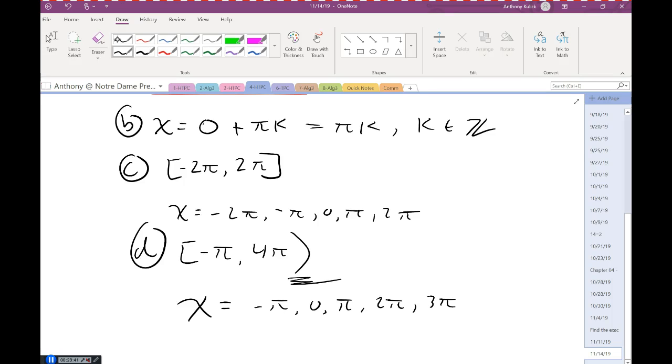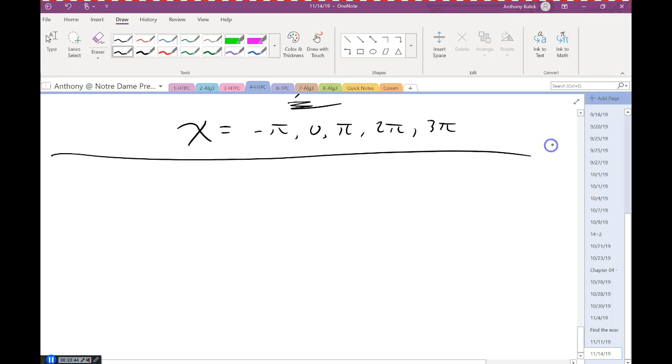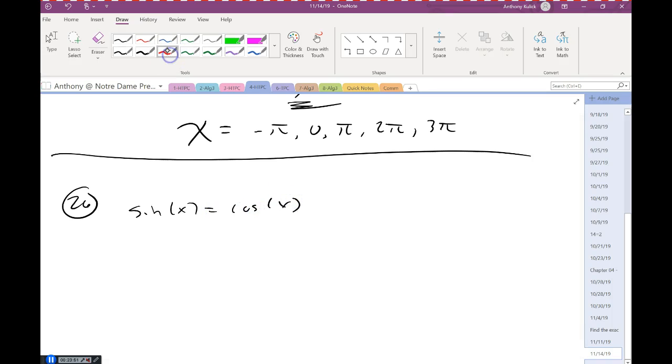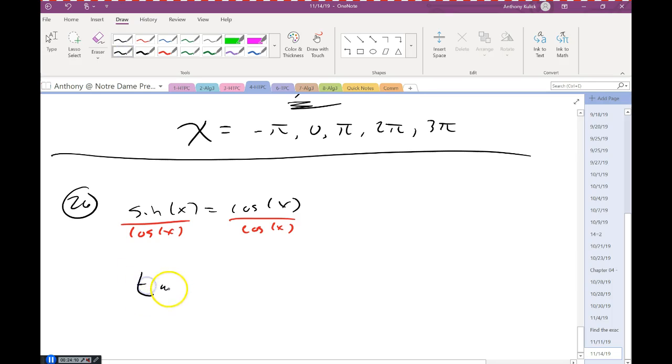Well, I want to at least point out something here. If you guys looked at, say, 26, we have sine x is equal to cosine x. Anybody figure out the trick to deal with this? Seems like we can't deal with this, right? Try again. Here's the trick. If I divide both sides by cosine, the left-hand side becomes tangent, and the right-hand side is then 1. So this then would be the same as number 17.